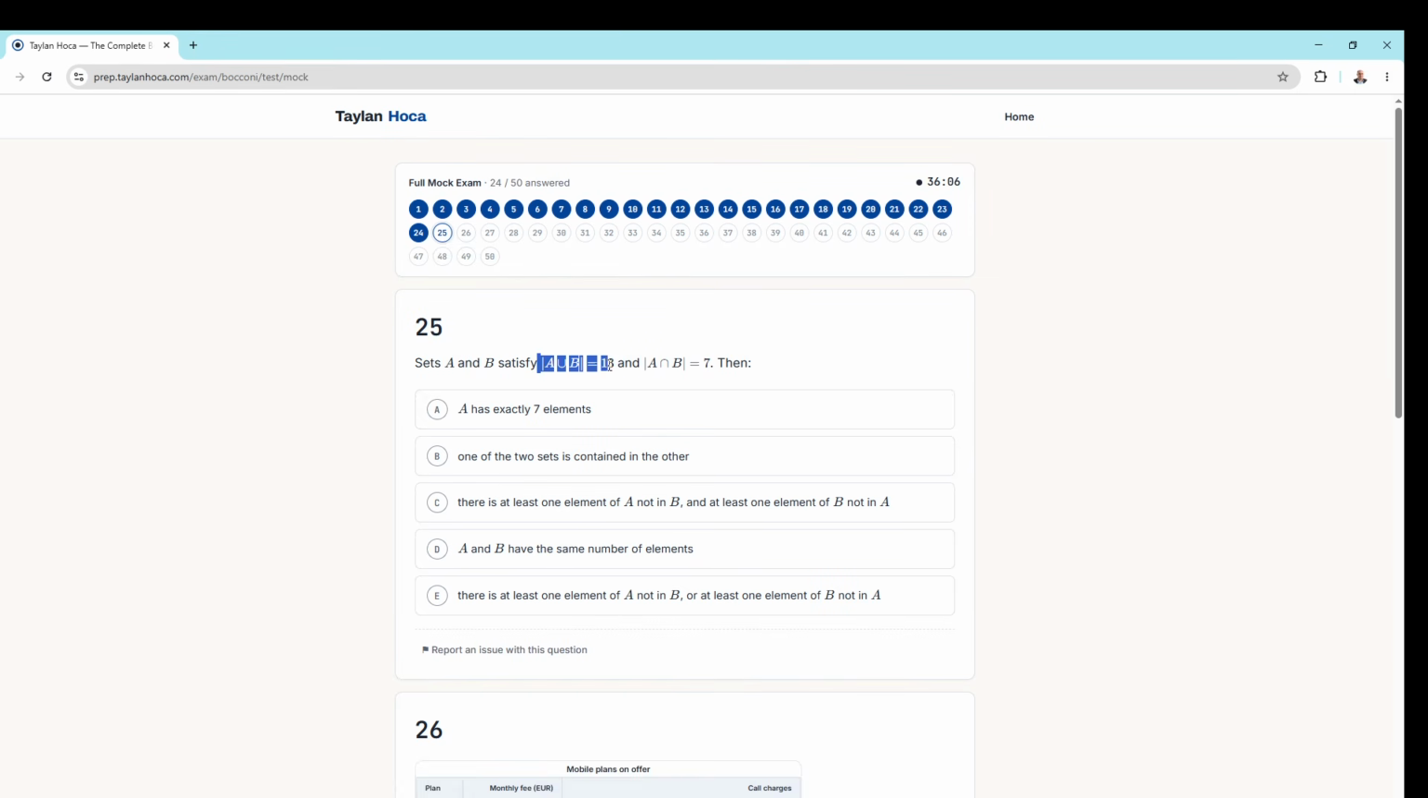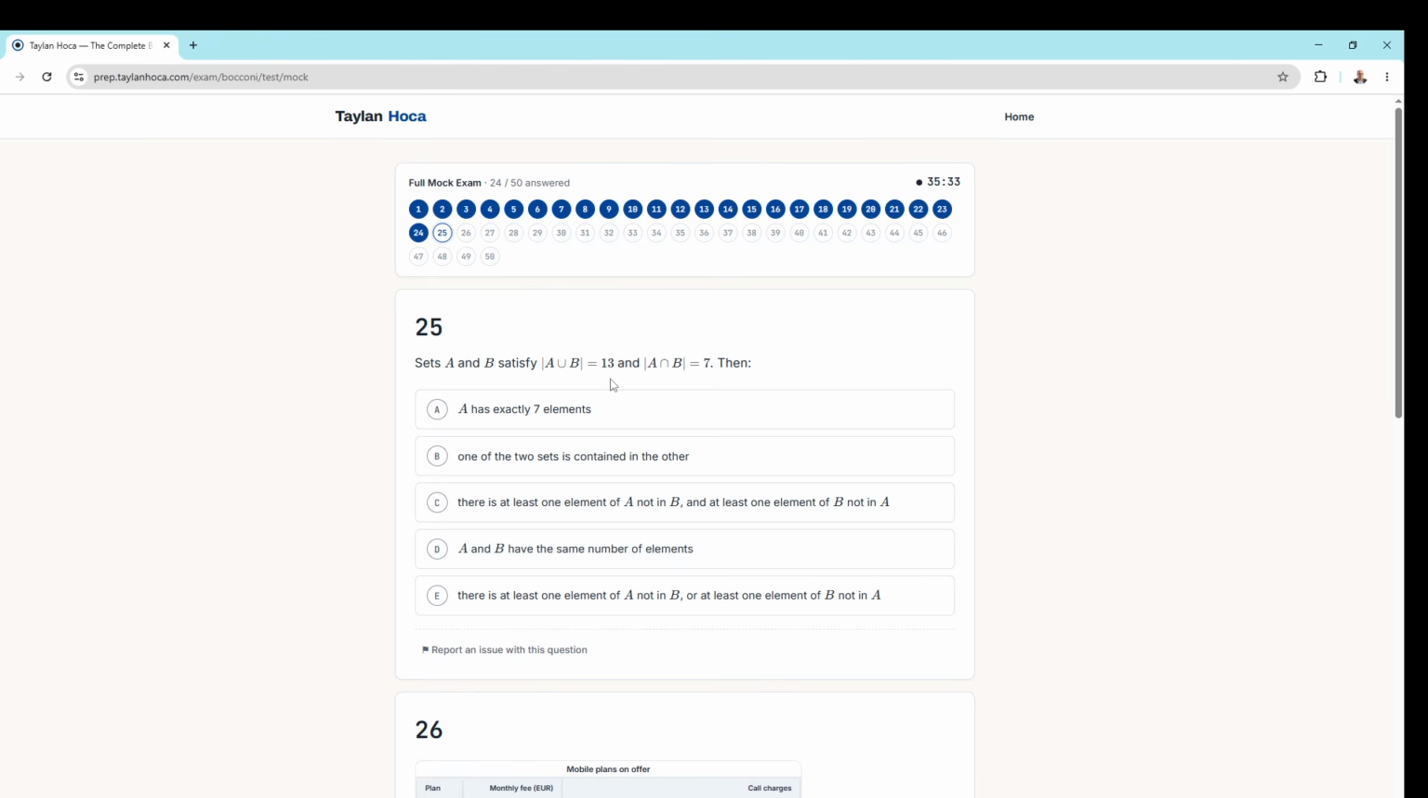The number of elements in A union B is 13, but A intersection B is 7. All right, then. One of the two sets is... I'm not sure. There is at least one element of A not in B, and at least both. I don't think so. Both. And there is an "and" here, right? No. A and B have the same number of elements.